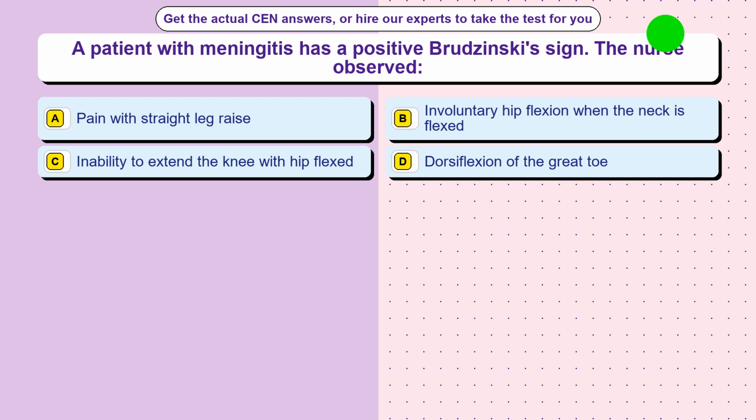Question 3. A patient with meningitis has a positive Brudzinski's sign. The nurse observed: Option A, pain with straight leg raise. Option B, involuntary hip flexion when the neck is flexed. Option C, inability to extend the knee with hip flexed. Option D, dorsiflexion of the great toe.